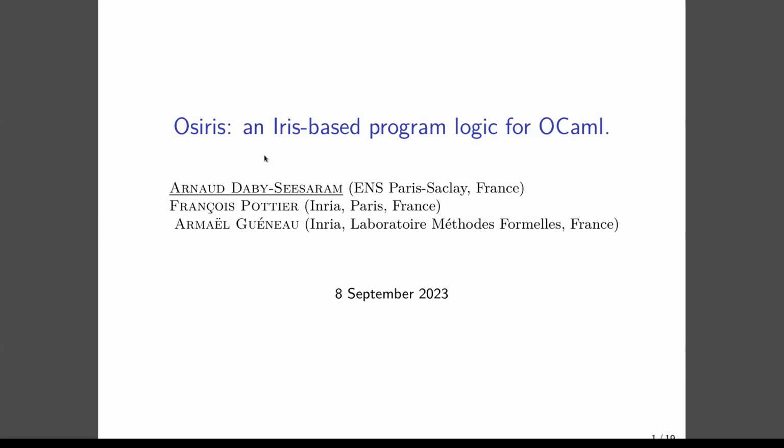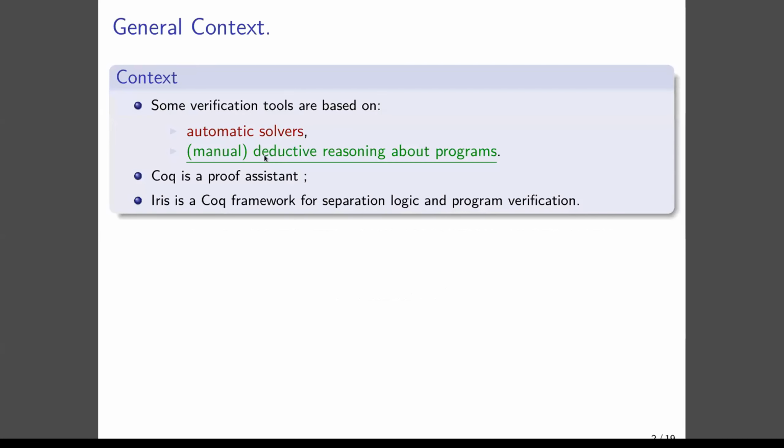While some verification tools in the ML community are based on automatic solvers, such as Why3, for example, other projects, and our tool, allow users to write manual proofs about their programs using deductive reasoning. And everything takes place in the Coq Proof Assistant.